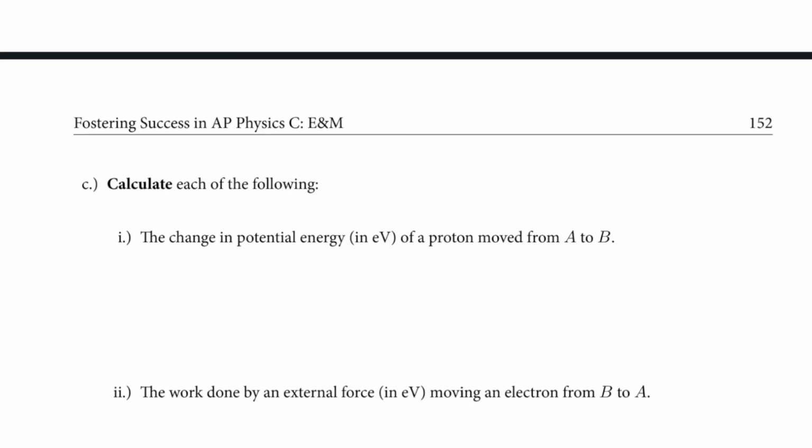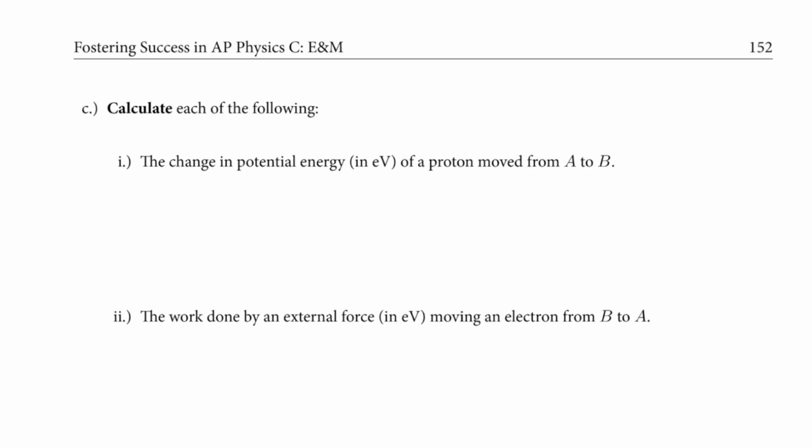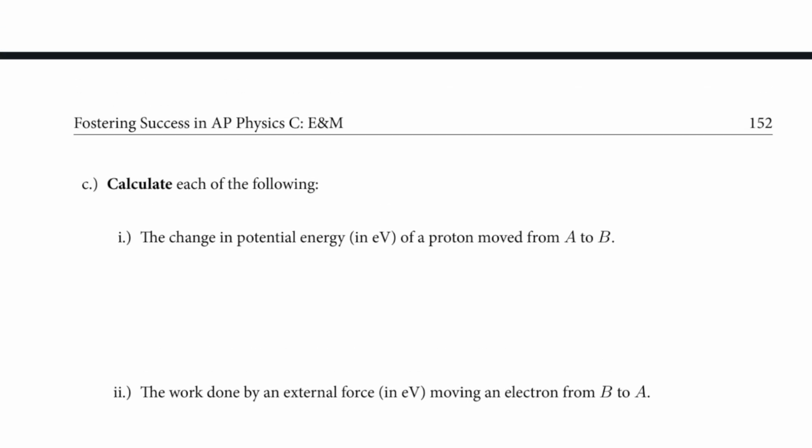Now we're going to calculate a whole bunch of things. Change in potential energy in eVs of a proton moved from A to B. So here are some formulas we might find helpful. We know that delta U is equal to Q delta V. We know that the work done by external forces is delta U, because that's the only way to add things to your bar chart.